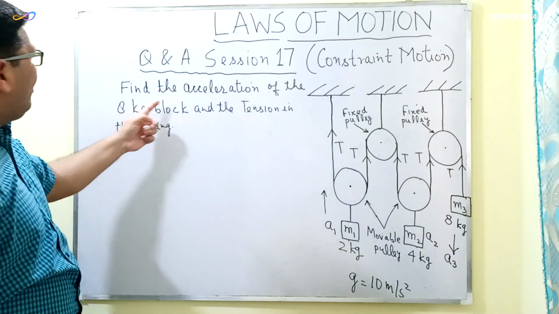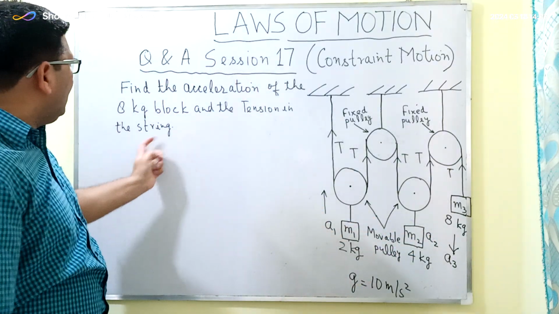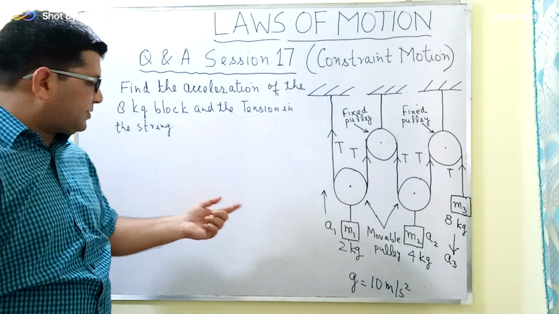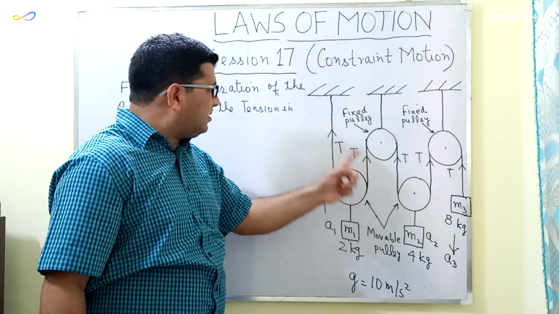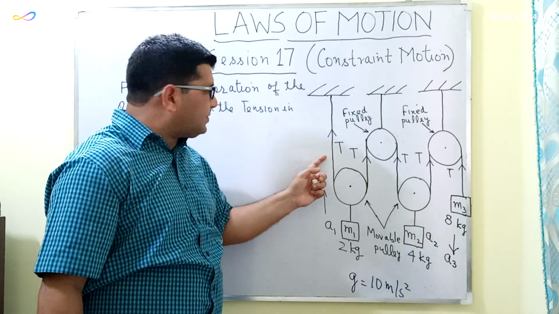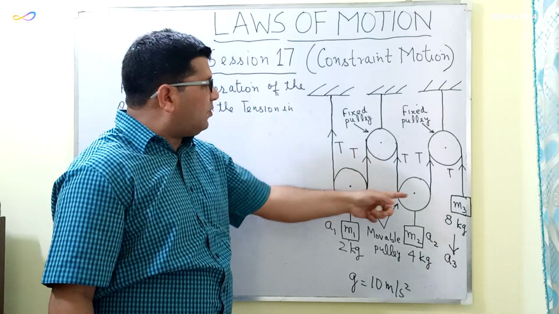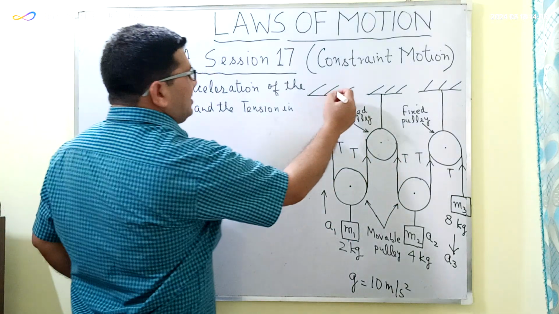In this question, we have to find the acceleration of this 8 kg block and the tension in the string. This figure was given along with the question. Here, these pulleys are frictionless. The string is inextensible and massless, and all these four pulleys are identical in nature. These are the rigid supports.